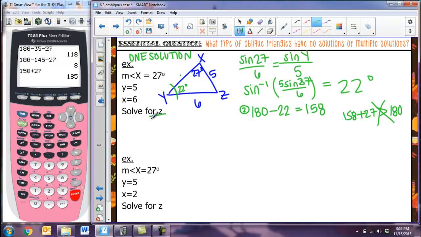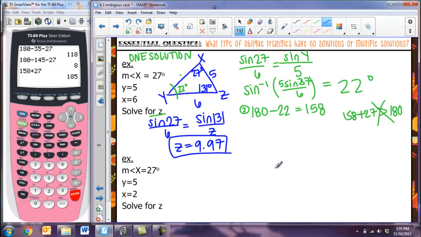We can go ahead and set up that proportion to solve to find out what side z is. So we would have the sine of 27 over 6, again I'm going to use the things I know, equals to, I could find that last angle by taking 180 minus 27 minus 22 and finding that's 131. So then I'd have the sine of 131 over side z, and I would find out that side z is approximately 9.97. Okay, so this is the ambiguous case.